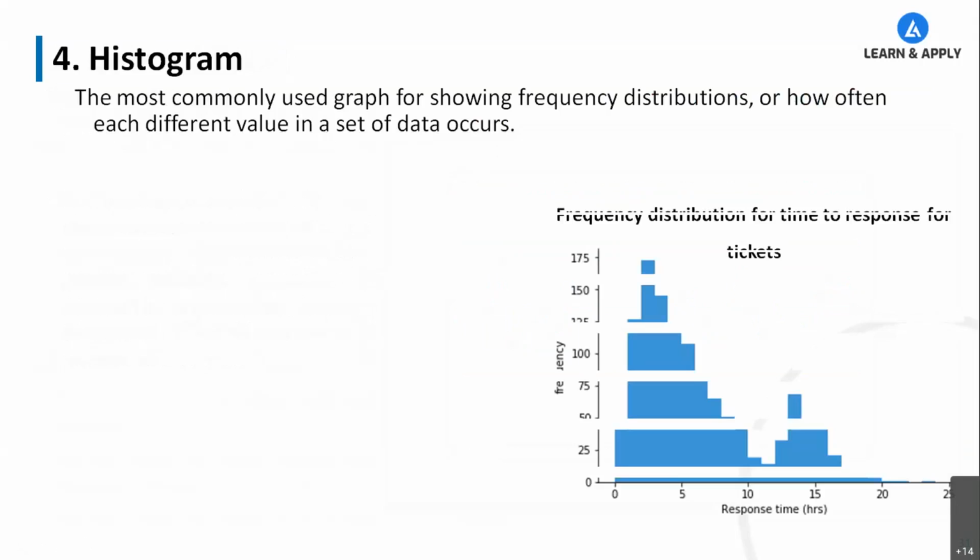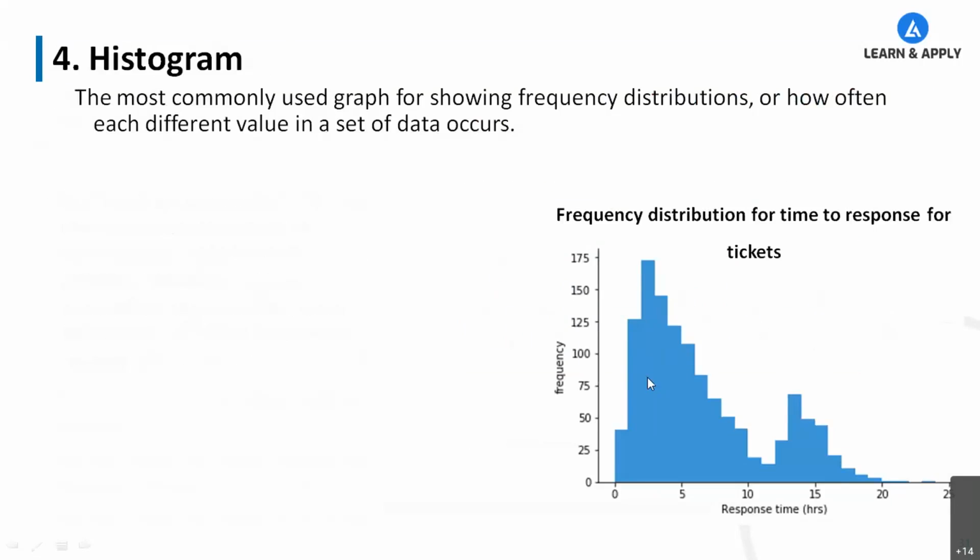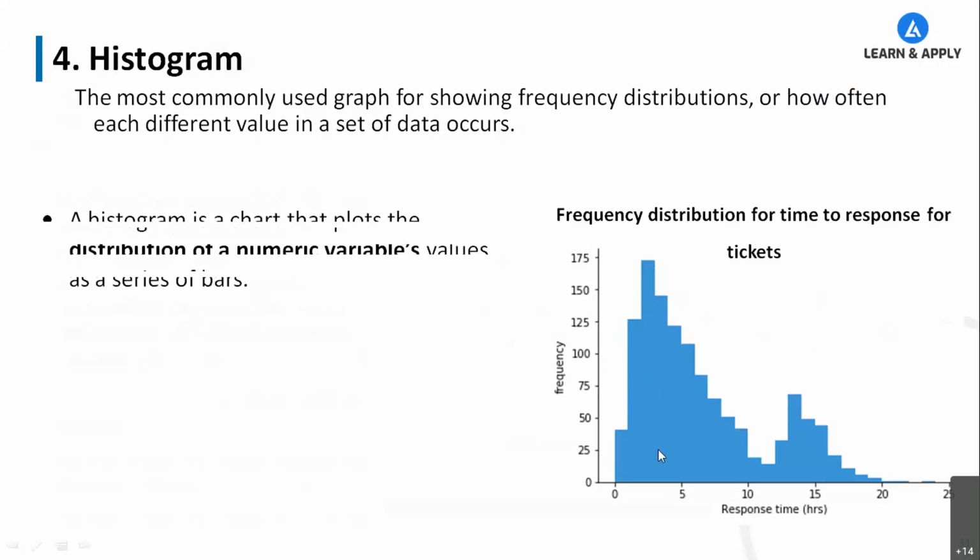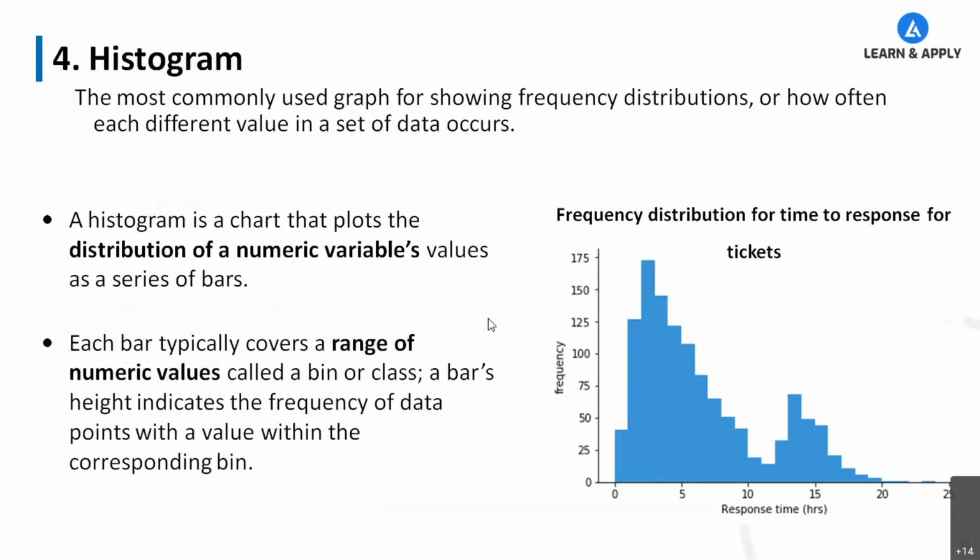So this is the frequency. How many times, how many persons, let's say, purchase tickets. What is the output we are plotting against the response time, and what is the maximum frequency we are getting. So this is a histogram, and it is a chart that plots the distribution of numeric variable values as a series of bars. And when we analyze that, we can get the feel of the process, how it is changing, how the frequency, how the variables are changing.